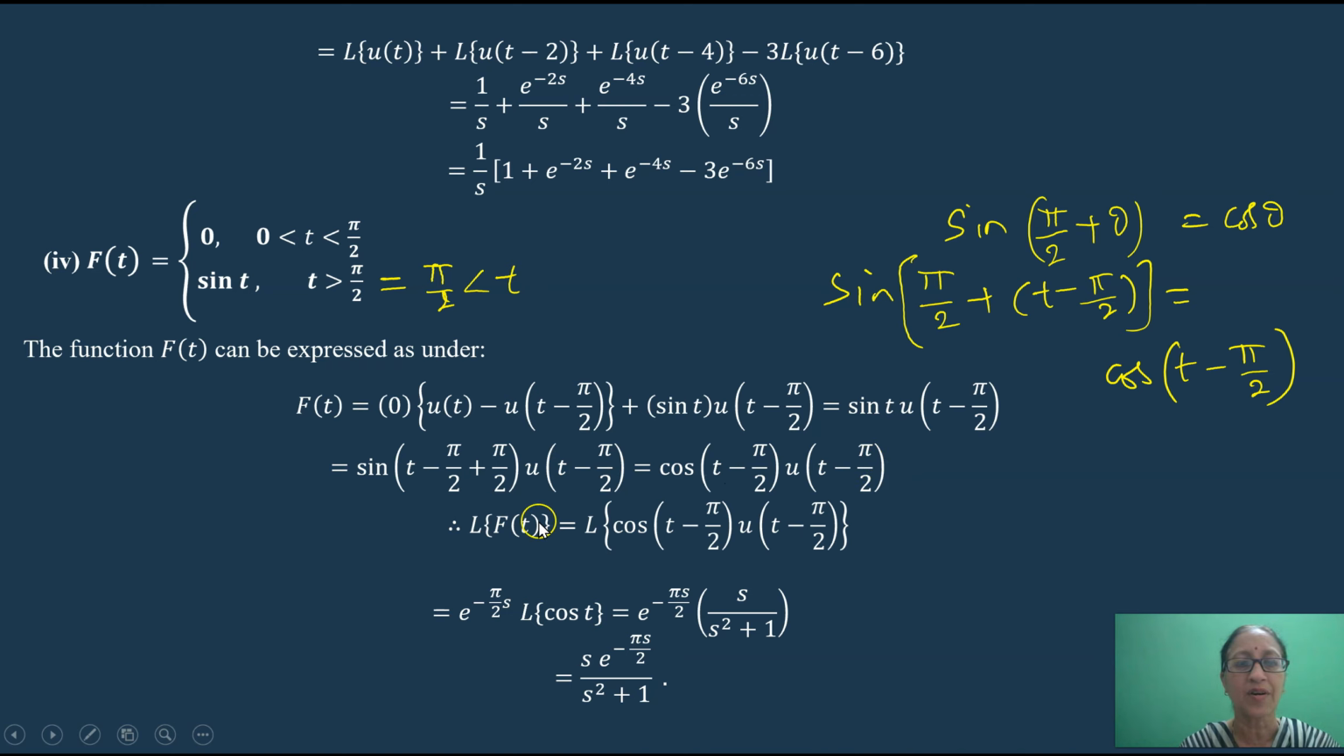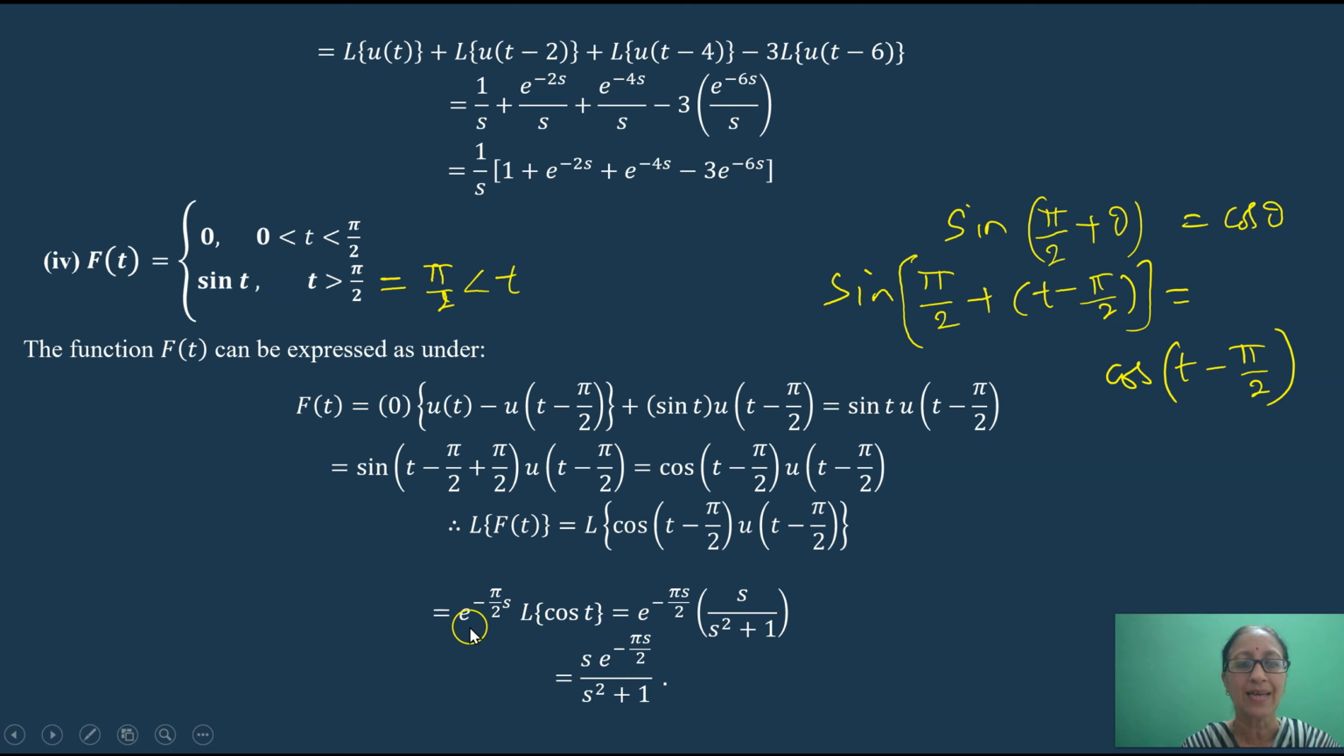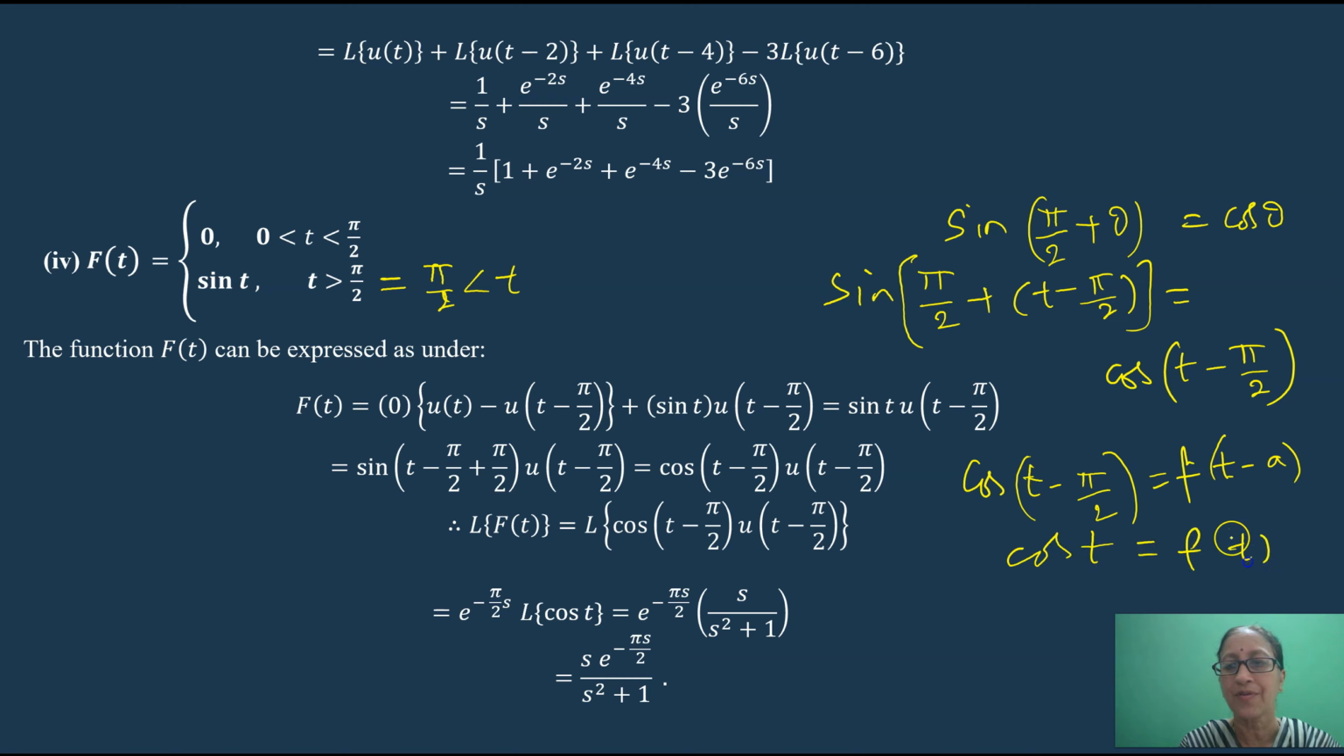Okay. Now L of f of t. Now apply Laplace transform. So L of f of t equal to L of cos of t minus pi by 2 into u of t minus pi by 2. Now here this is equal to e power minus as f of s. So here e power minus as, that is e power minus pi by 2 s into L of f of t, that is L of cos t, because this is cos of t minus pi by 2, that is nothing but f of t minus a. Okay. So cos t equal to f of t.